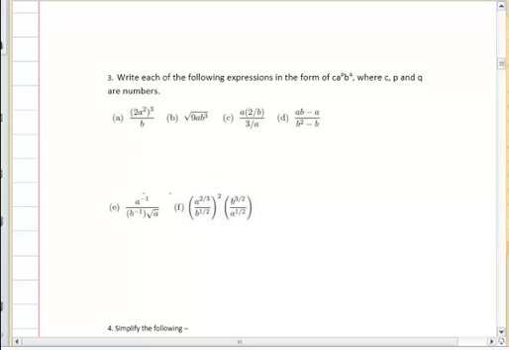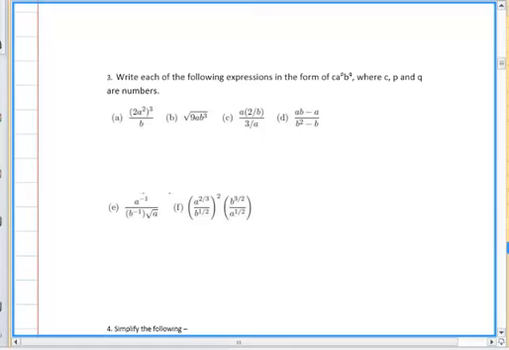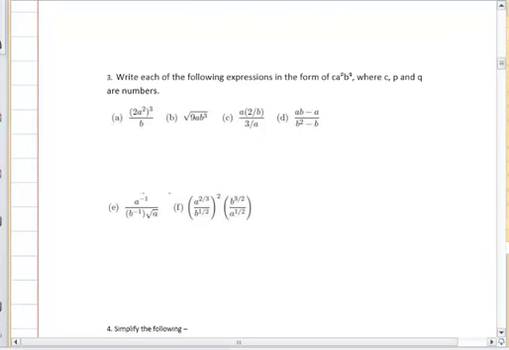Oh, hello class. We're back, and we're working on page 2, and hopefully this doesn't take as long as it did before. So we're going to work on the solutions for number 3 right now, where we want to put the exponents in this form where we have a constant c times a raised to a power p and b raised to a power q, where c, p, and q are numbers.